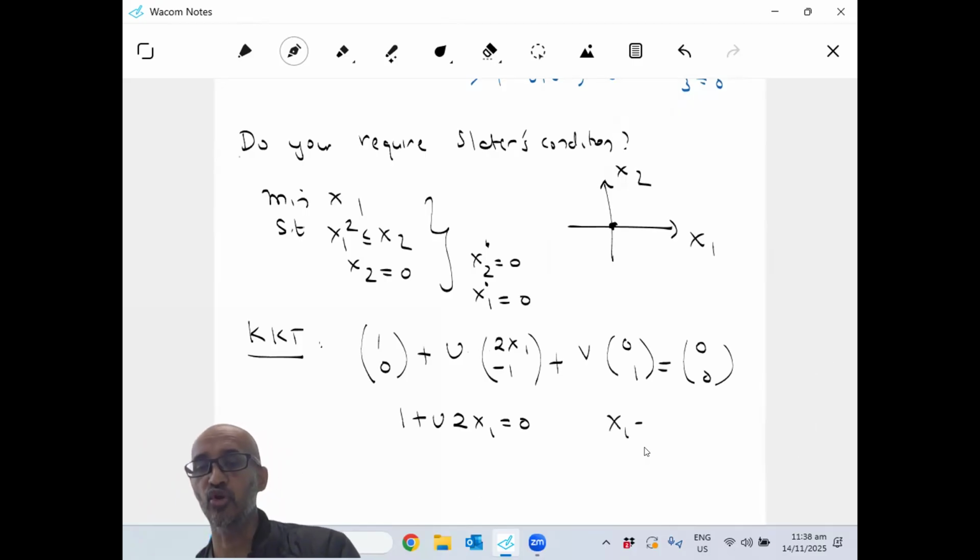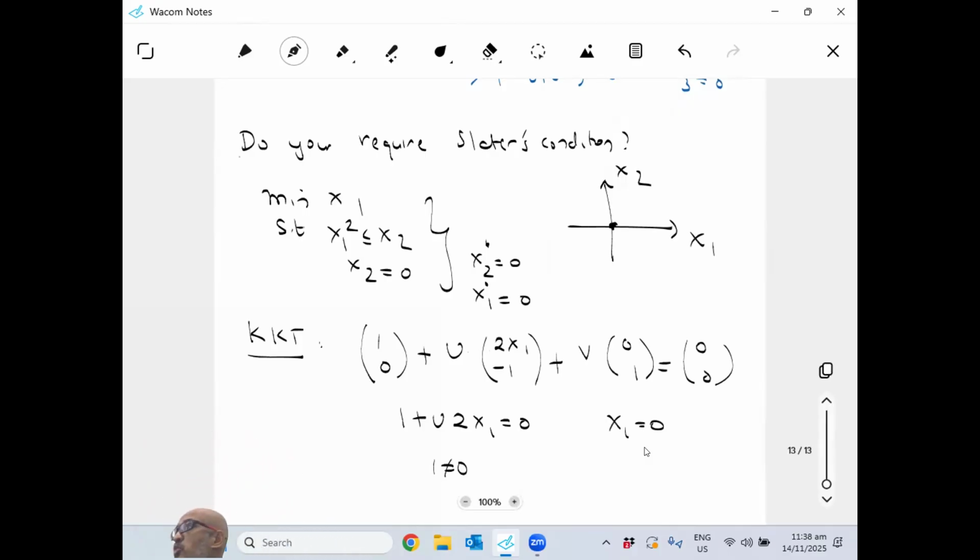If x1 is equal to 0, the condition is violated. This cannot occur, right? If x1 is equal to 0, clearly 1 is not equal to 0. There's a violation, so something went wrong. The KKT condition didn't work.